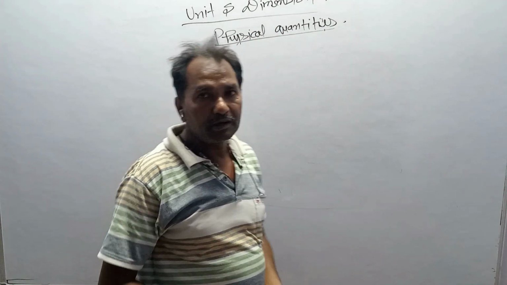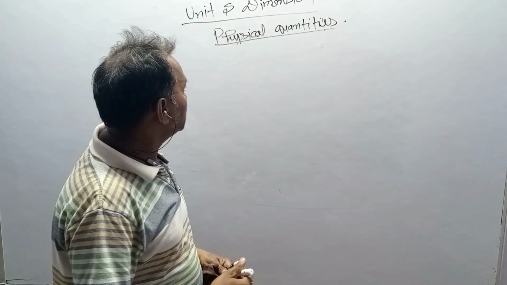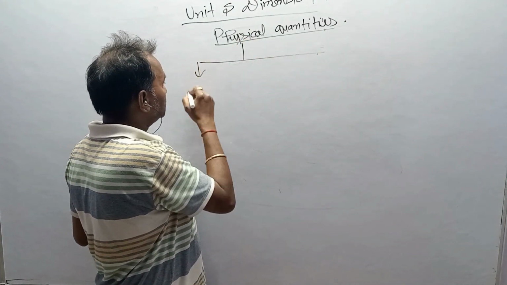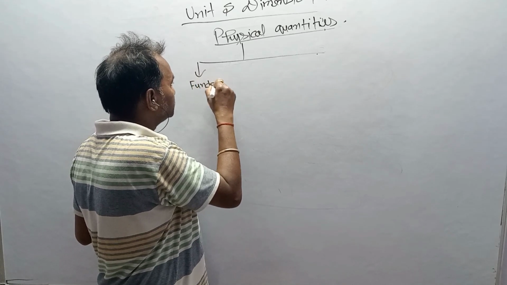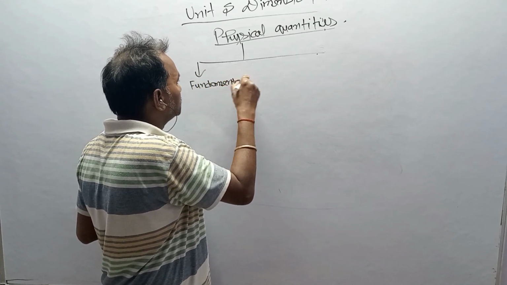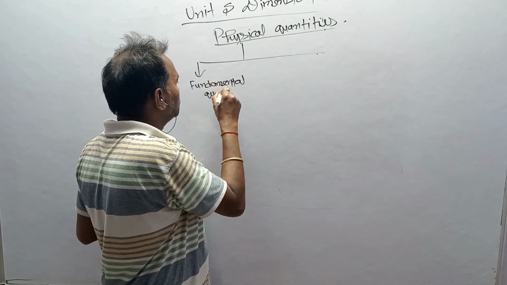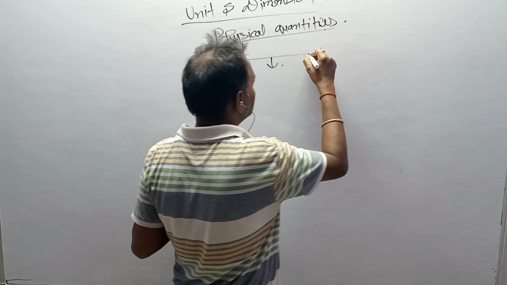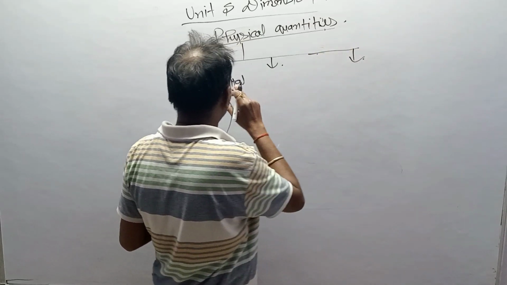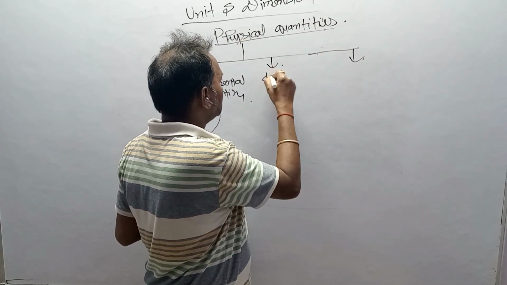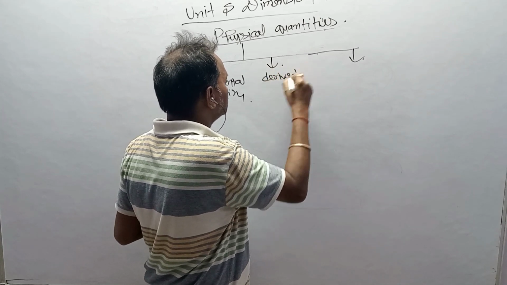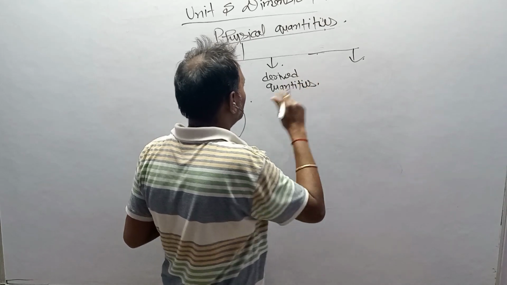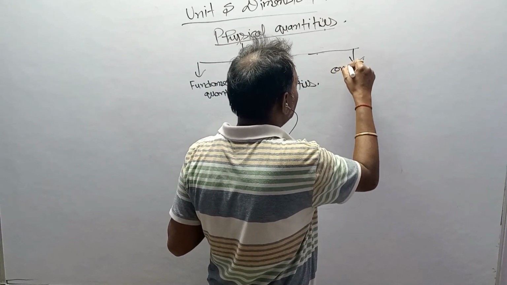Physical quantities. Dear students, physical quantities can be divided into three types. First is fundamental quantities, second is derived quantities, and third is complementary quantities.